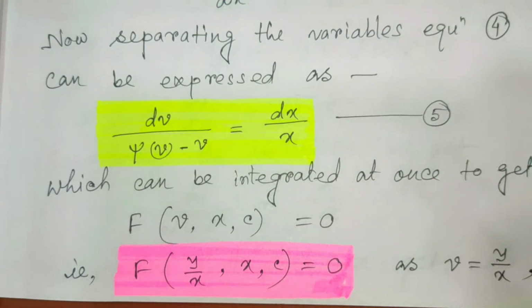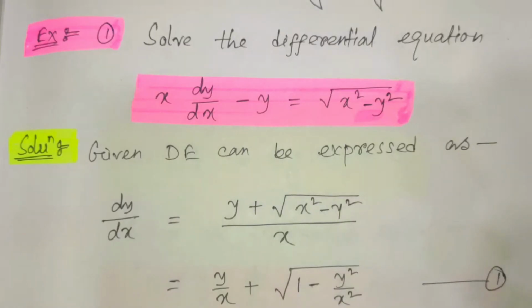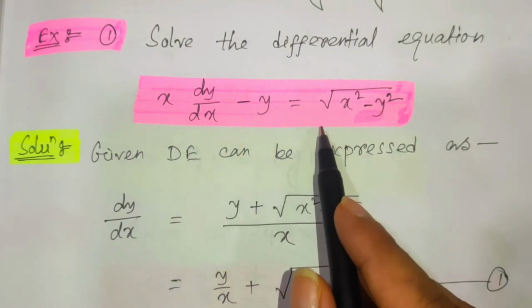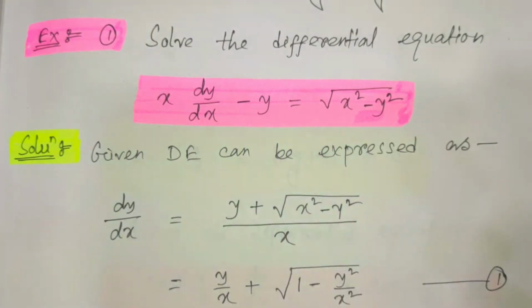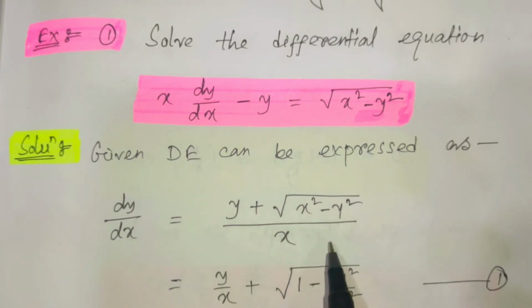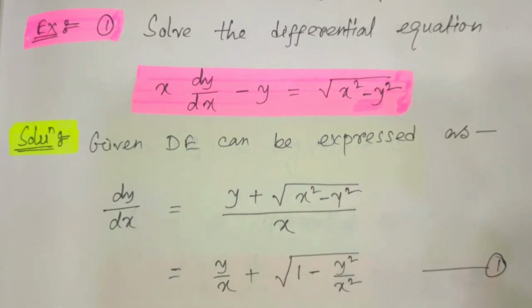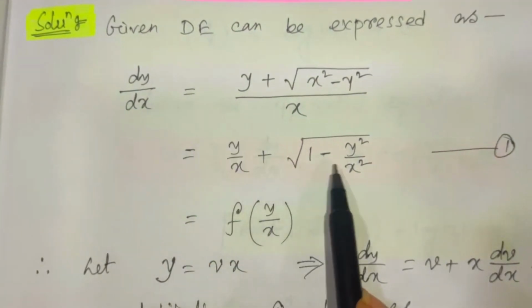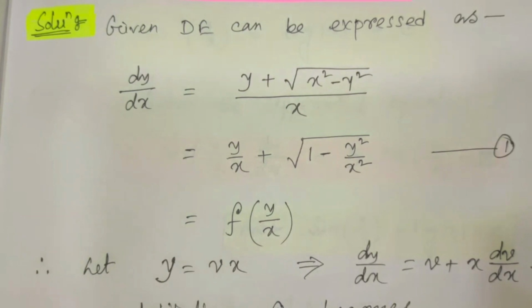So let us solve this one by one with an example. The example is given as x dy dx minus y equals root over of x square minus y square. At first we should write dy by dx equals y plus root over of x square minus y square by x. Just take this y here and divide the entire equation by x to get this. From there we can write it as y by x plus root over of 1 minus x square by y square.